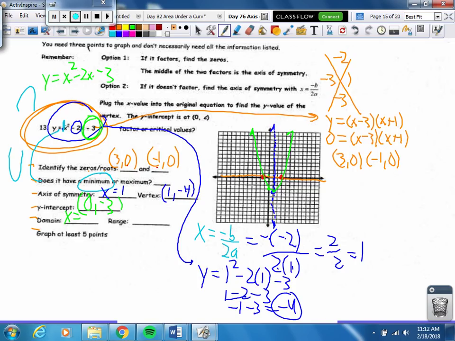Domain, x equals all real numbers. What's the range? Yeah, you got it. Y is greater than or equal to -4. Graph at least 5 points. We have 4 right now, so I think that's good enough, because we only need 3 to graph a parabola.